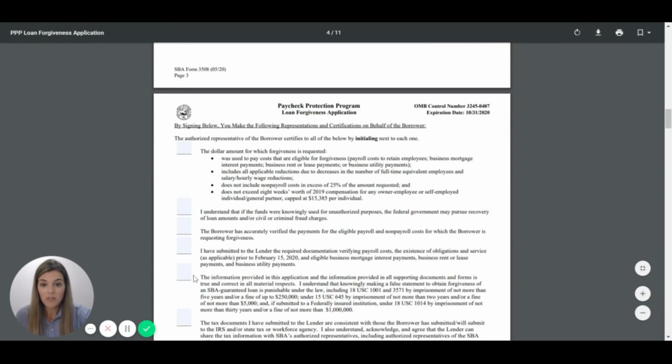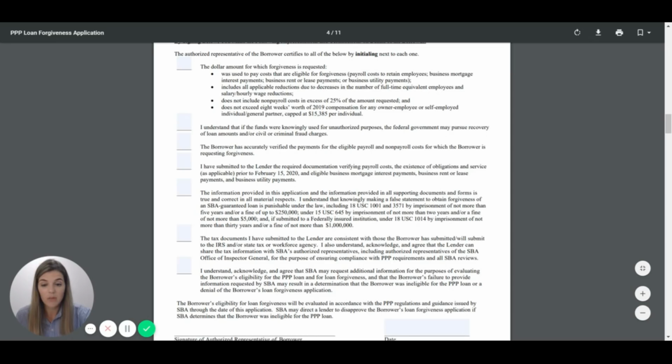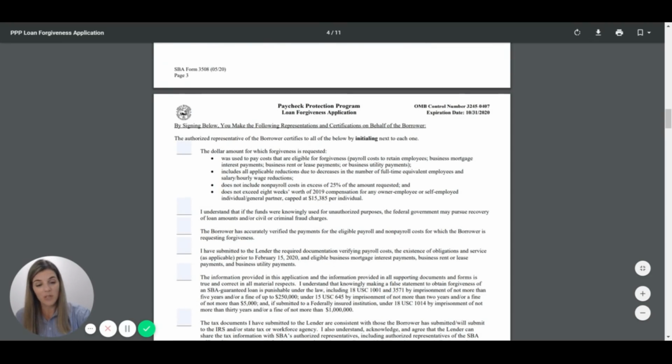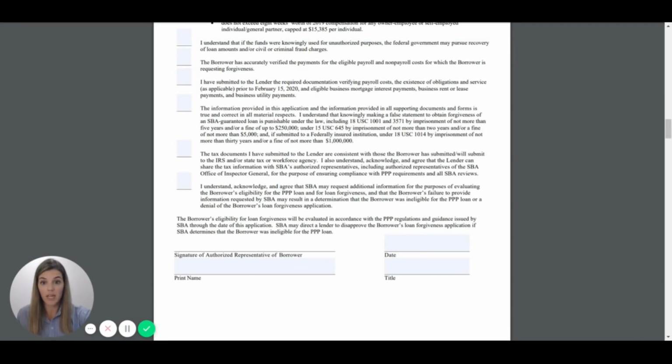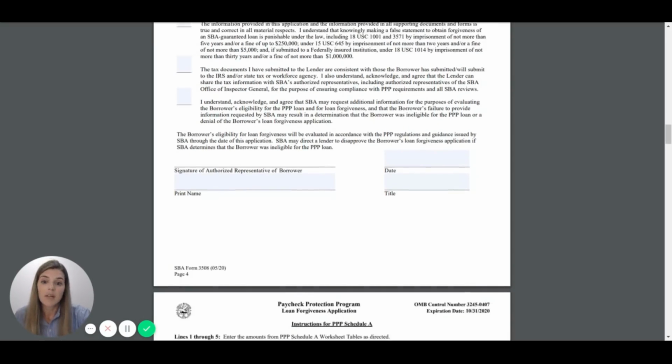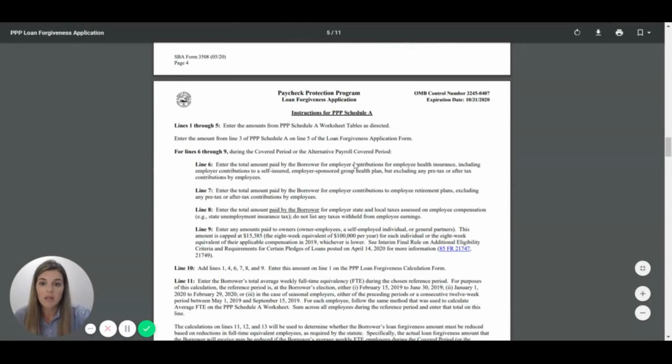And then you have to do the certifications. So you do need to read through these. Make sure you're comfortable with this because really this should be the first thing you do. Read all of these certifications. If you're not comfortable certifying all of this, then you don't even apply for forgiveness. Okay. Now these are things that you would have certified already. And now you're just going back and essentially kind of recertifying this piece. But it's good to read through that in detail. Okay. All right.